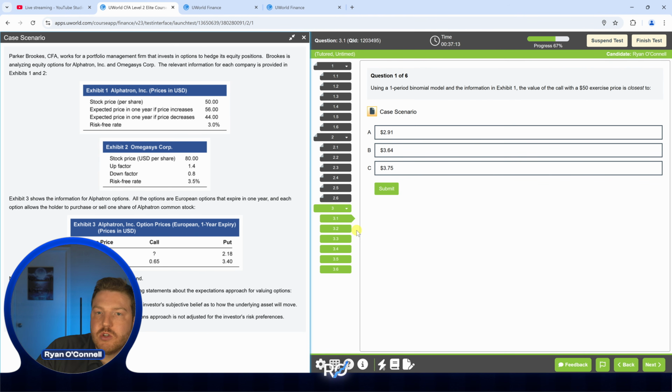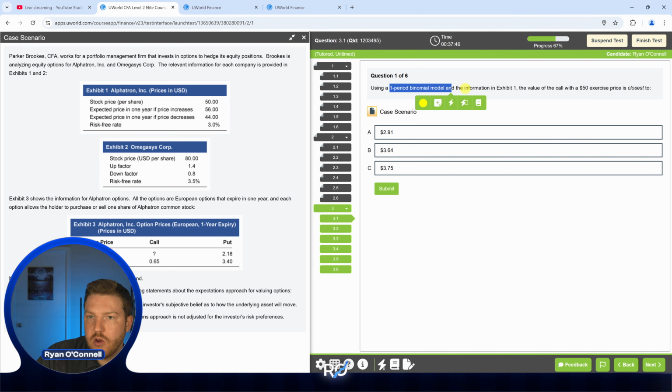Let's go to this question. There's not too much text about this one, so maybe we'll just read a little bit because there's not much to read. So we've got a portfolio management firm. They invest in options to hedge equity positions. So we're analyzing the equity positions from these 2 companies, and the relevant information for each company is provided in these 2 exhibits. So let's take a look at this.